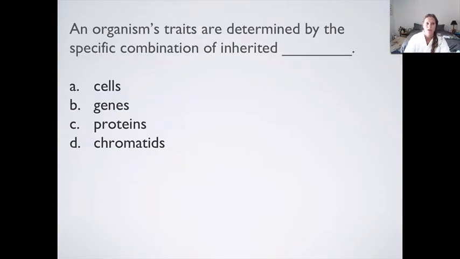Okay, second question. I think there's going to be 5 total. An organism's traits are determined by the specific combination of inherited A, cells, B, genes, C, proteins, or D, chromatids.